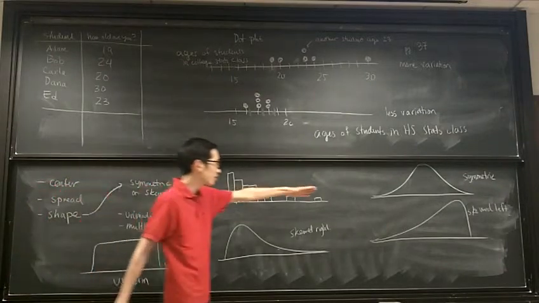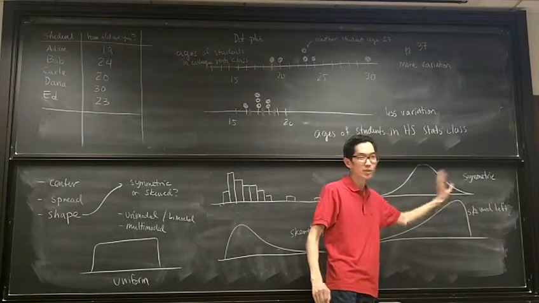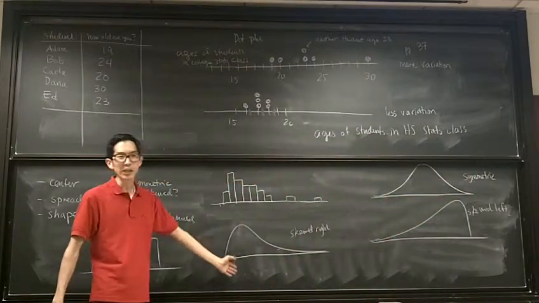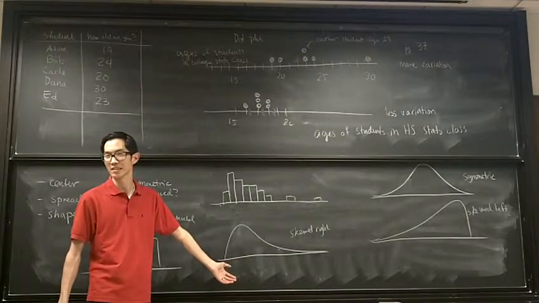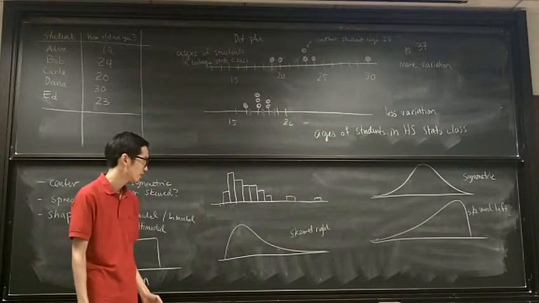And this one is symmetric, okay? The idea is you can put a mirror down the middle and both sides look the same. What does it mean to be skewed right? Most of the sample is on the left side of the number line?